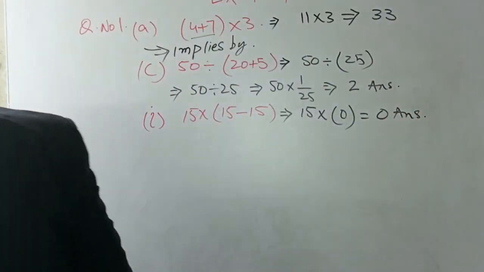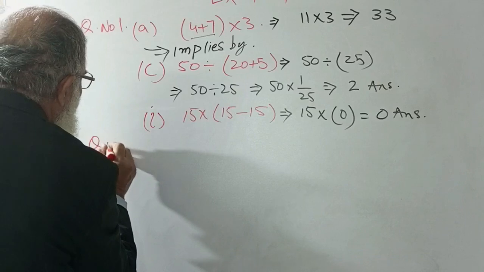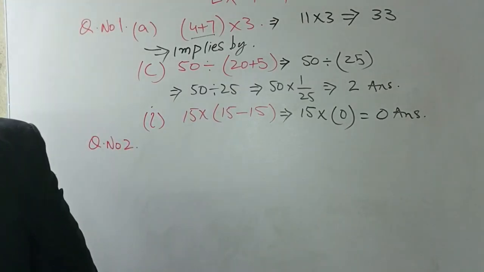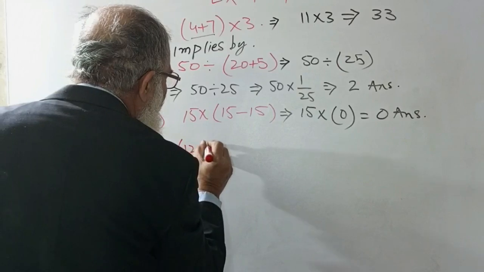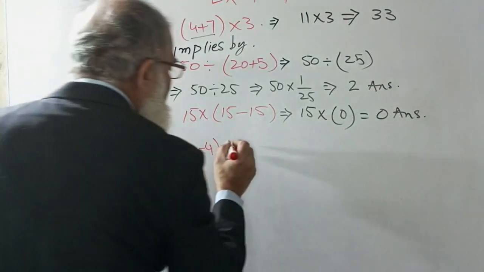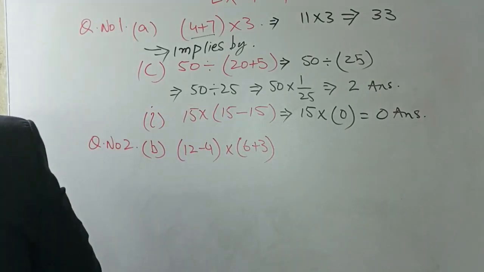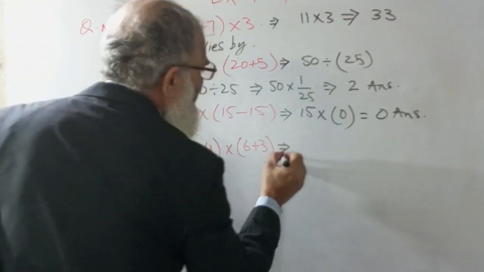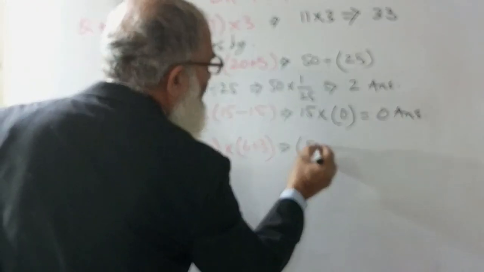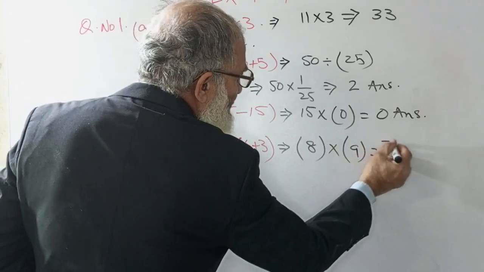Now question number 2. I think I still have some space to do some questions. Part B. 12 minus 4 multiplied 6 plus 3. Simultaneously solve these two brackets. 12 minus 4 is 8. Multiply the sign, and 6 plus 3 is 9, and it becomes 72, the answer.